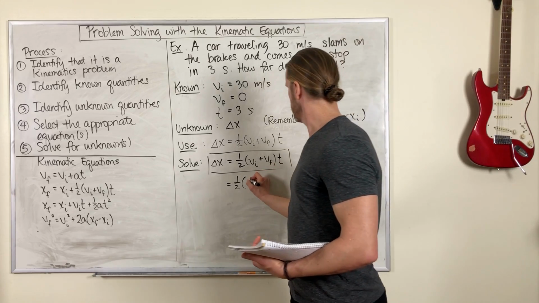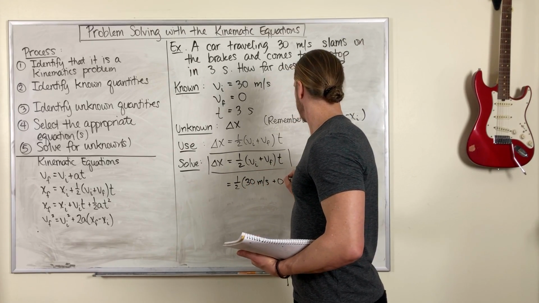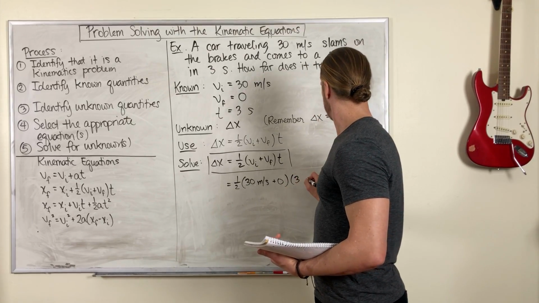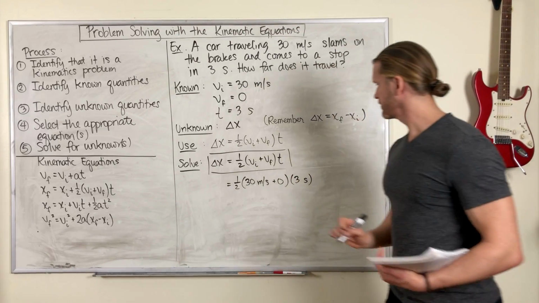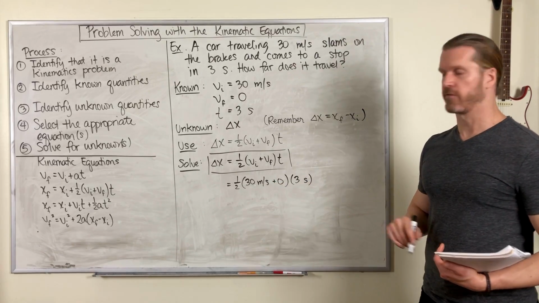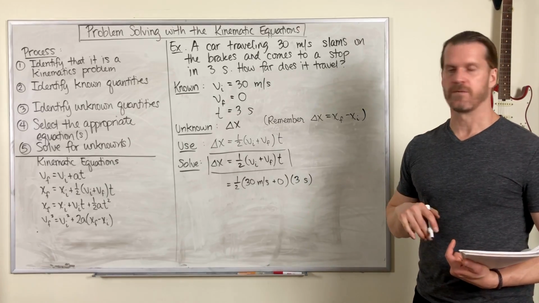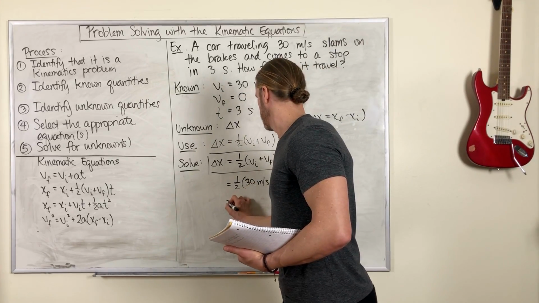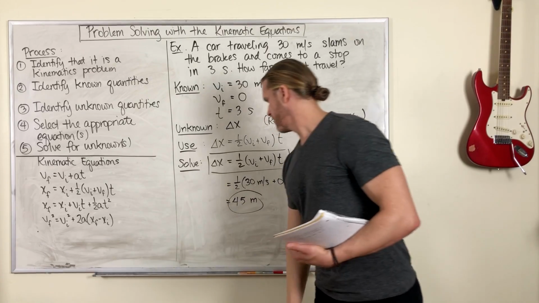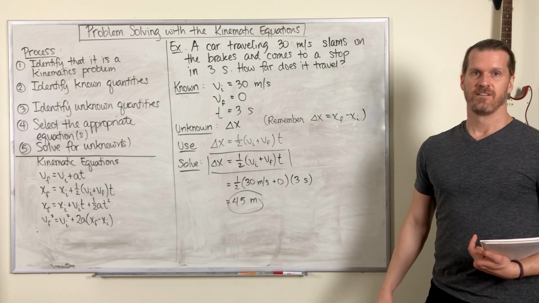V initial was 30 meters per second. V final was 0. And the time is 3 seconds. So 1/2 of 30 is 15. 15 times 3 is 45. Meters per second times seconds is meters. So the car travels 45 meters, which is a pretty long distance.